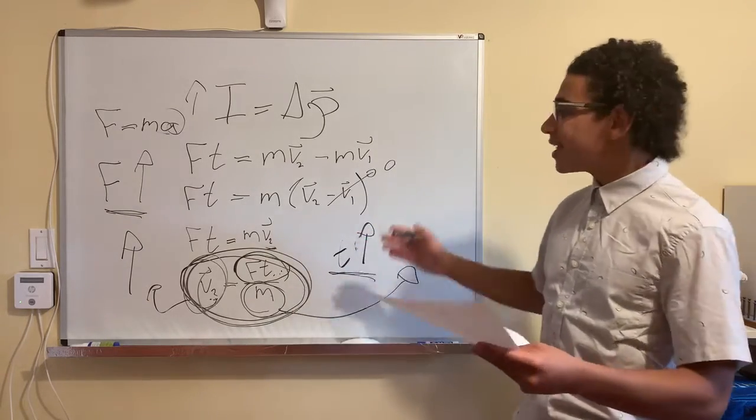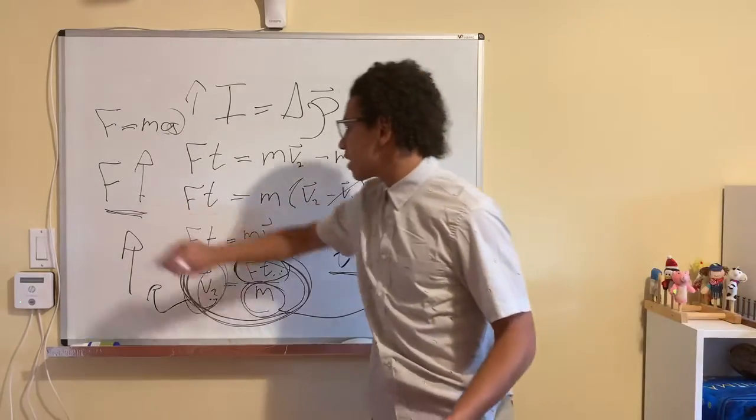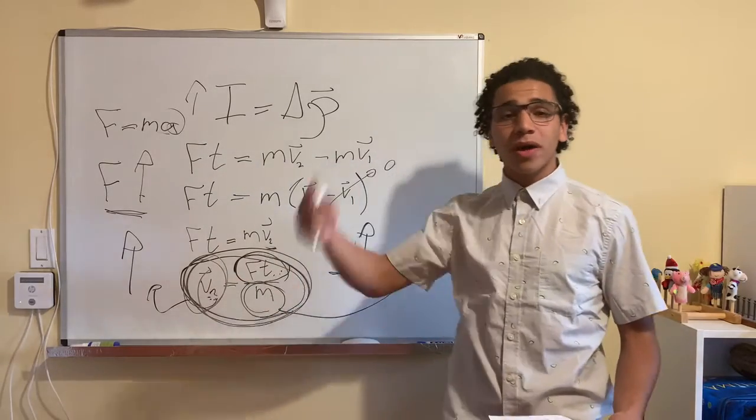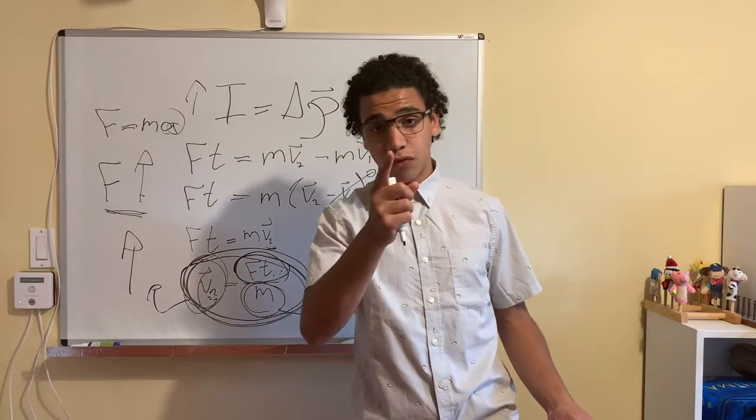And there you go. That's why this move is so effective. The physics is just on point. The force, boom. The time, boom. And that means that the V2 is also all the way up, which means that your opponent should go flying if you apply this move correctly.